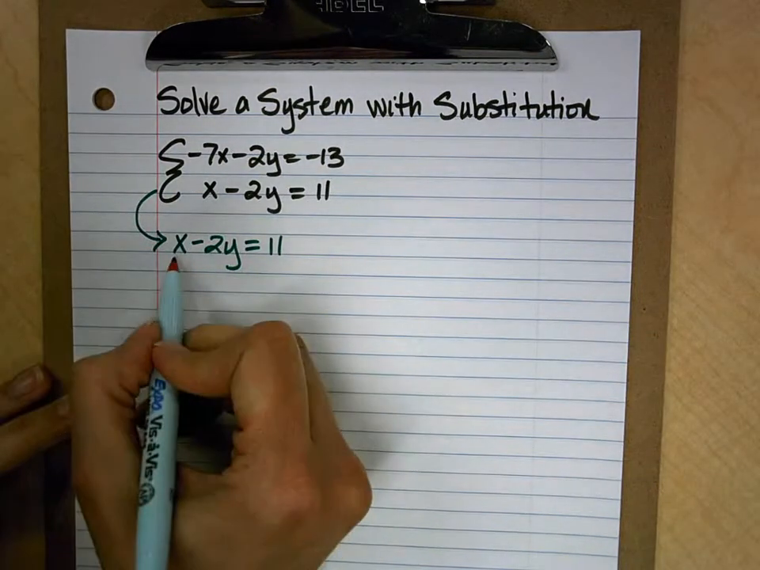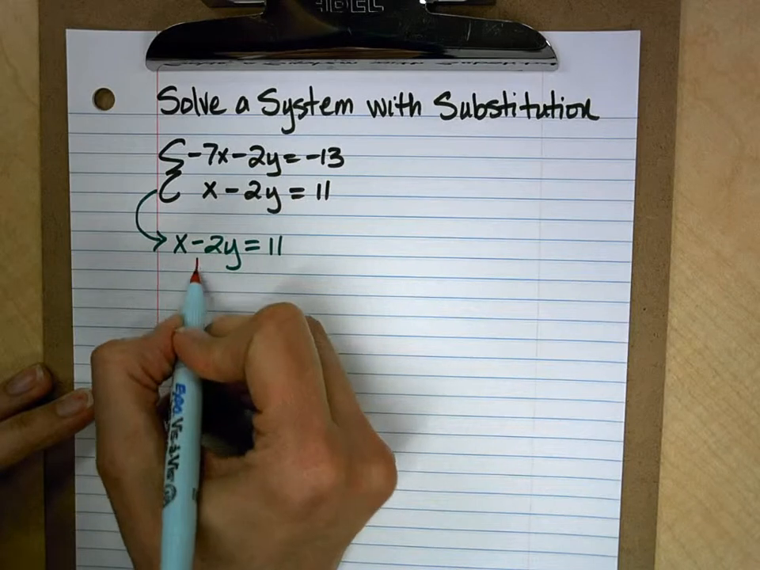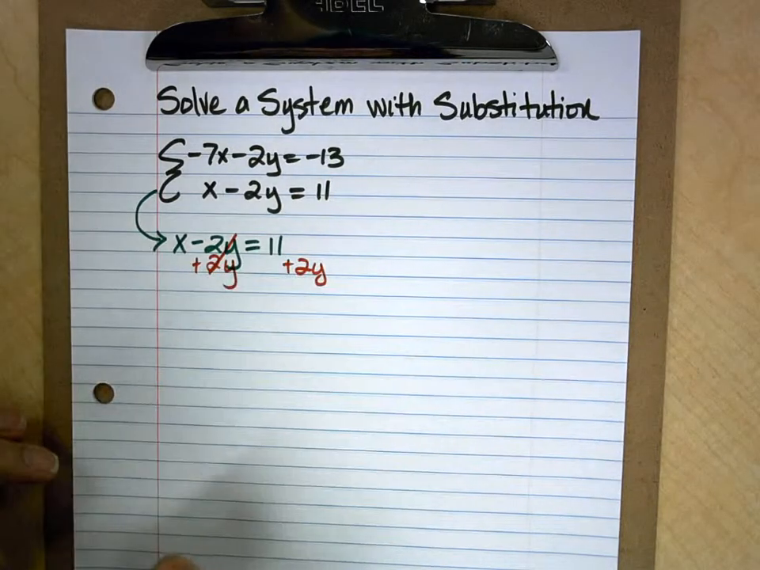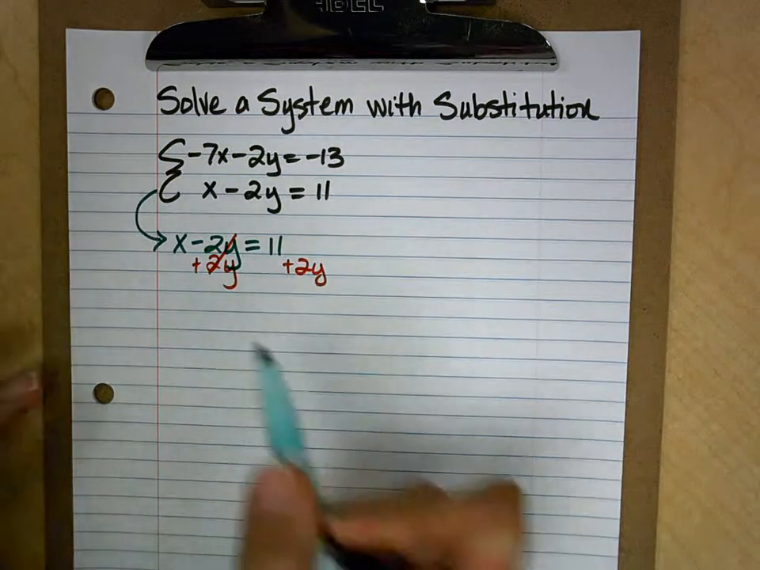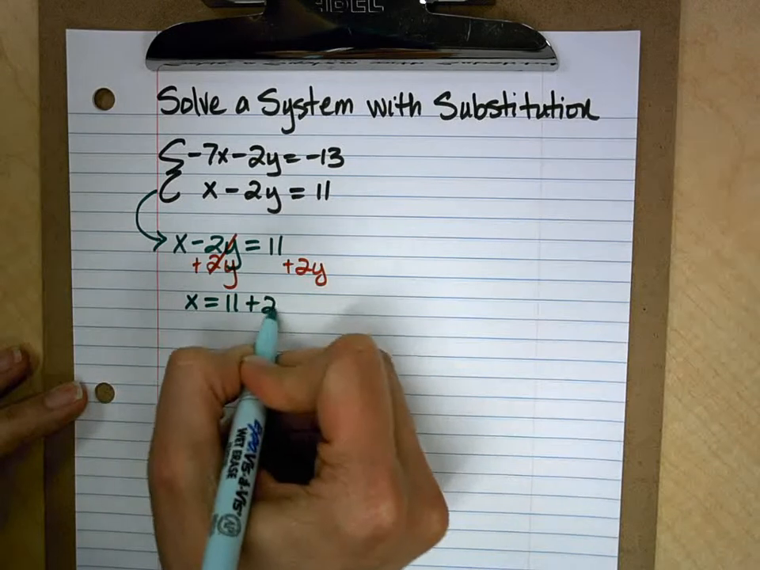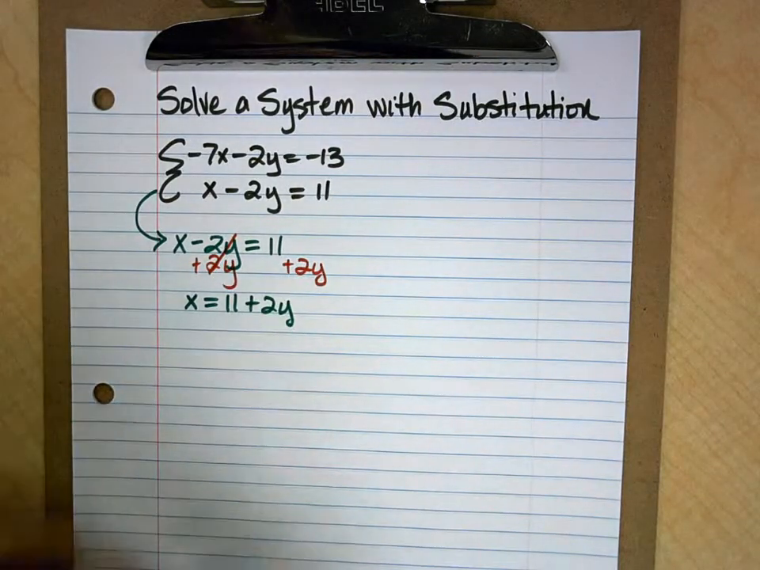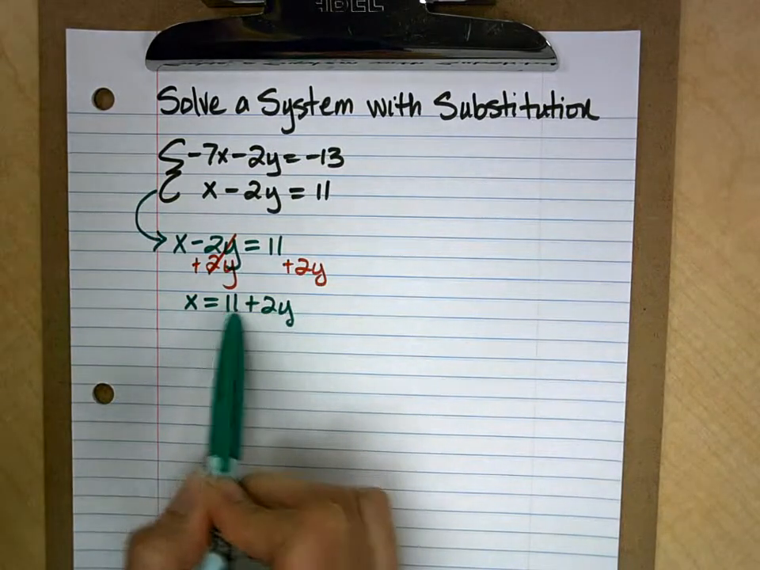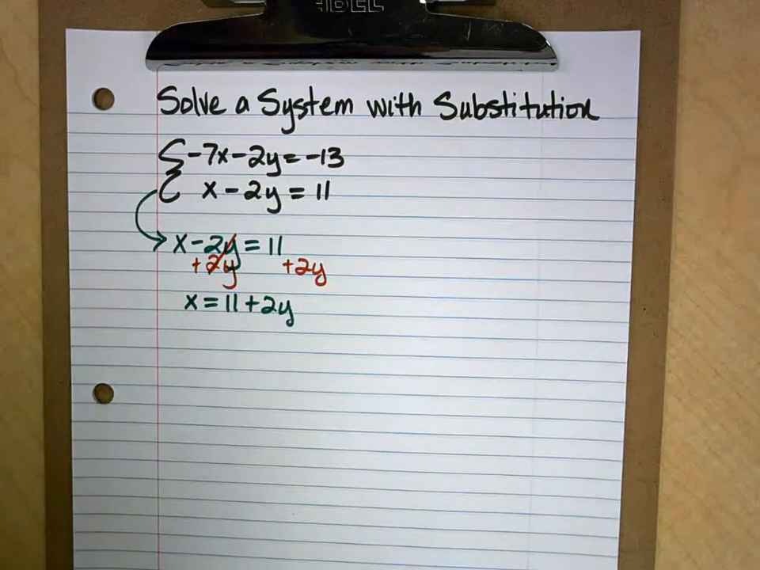So in order to get x by itself, I need to add 2y to both sides so that this becomes 0. And my equation is now x equals 11 plus 2y. You can have 2y plus 11, keep the symbol with the term, and it's okay to have them in the opposite positions, but make sure you keep the symbol with the term.